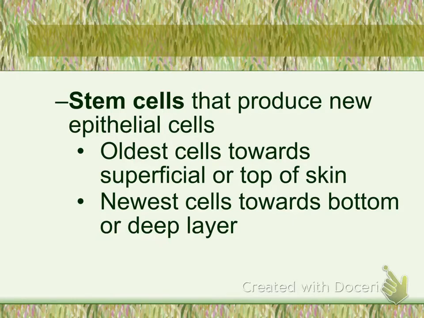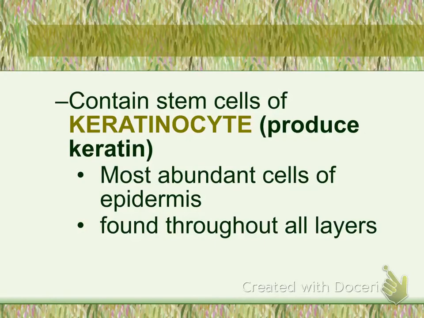As the cells move toward the surface of the skin, they become older. So newer layers of cells are toward the Stratum basale, and as they move up in the upper layers, they slowly become older, and eventually when they get completely to the surface of the skin, they start sloughing off. They also contain stem cells of keratinocytes, whose job is to produce keratin.